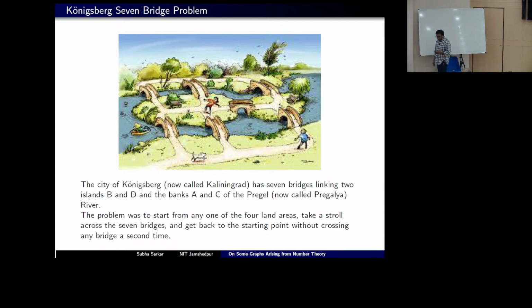Now this problem is actually very old. This is a problem from the year 1700. To solve this problem, Euler developed some theory, and that theory in modern-day language we call graph theory. So what Euler did was transform this problem into a graph theory problem.